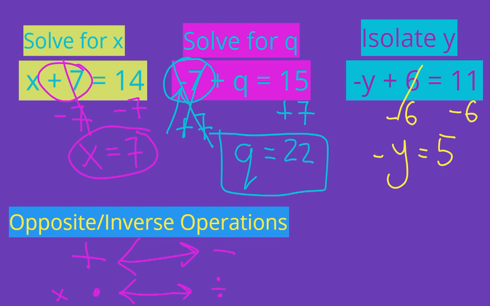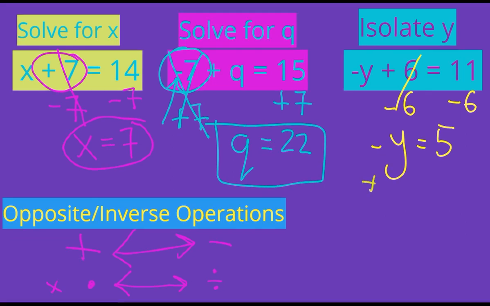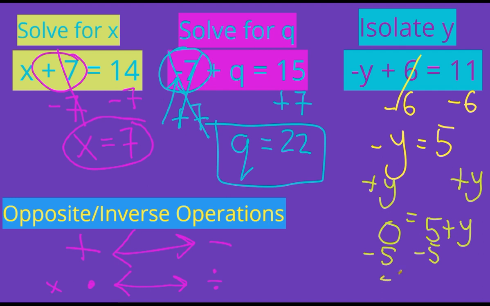But I'm not done yet because it says negative y equals 5. And then I can add this y over to the other side. Those would cancel, give me 0 equals 5 plus y. I want y by itself, so I'm going to get rid of this 5 and subtract it over to the other side. And that's going to give me negative 5 equals y, or as I like to put it, y equals negative 5. See, I just flipped those backwards.